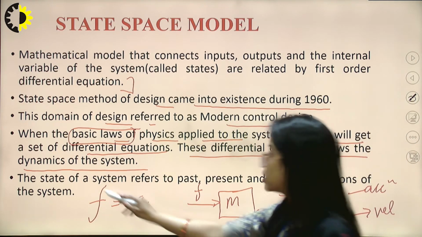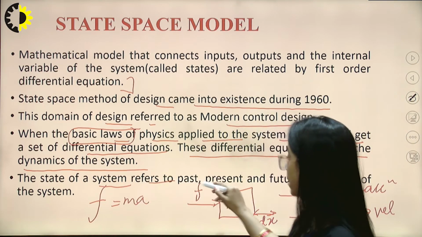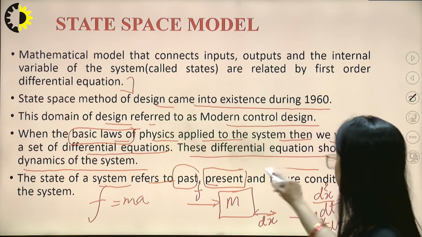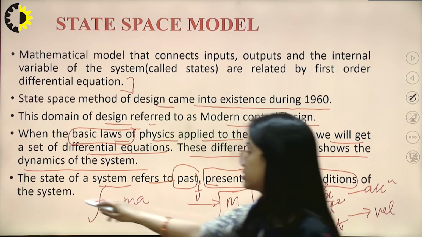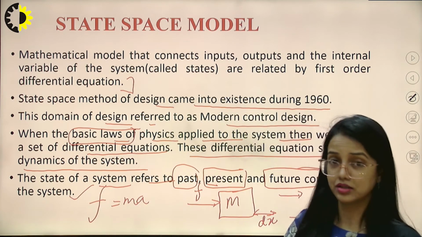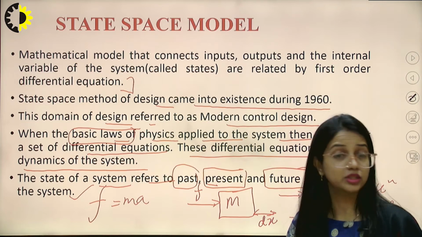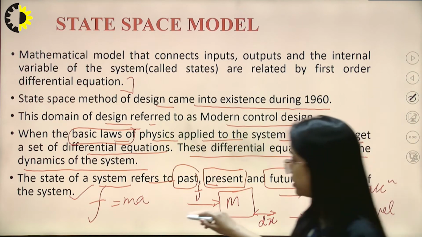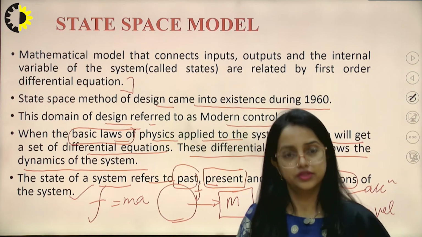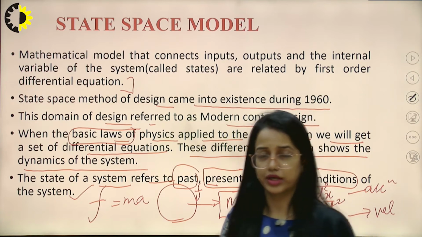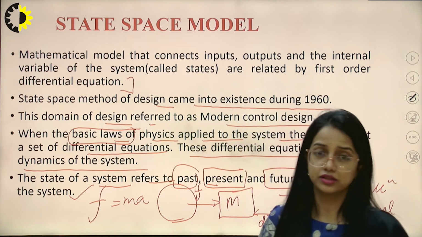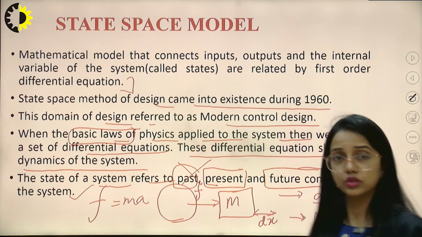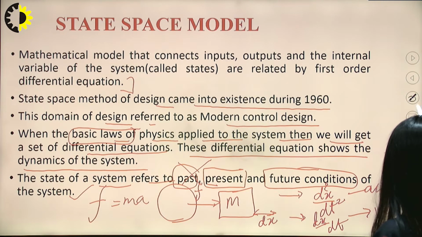State space system refers to the past, present and future conditions of the system. So it includes the previous condition, the present condition and the future condition. So it is completing the 360-degree physics. We can say that it is more accurate than the transfer function analysis, wherein we were not considering the initial condition. So this is what a state space model is.